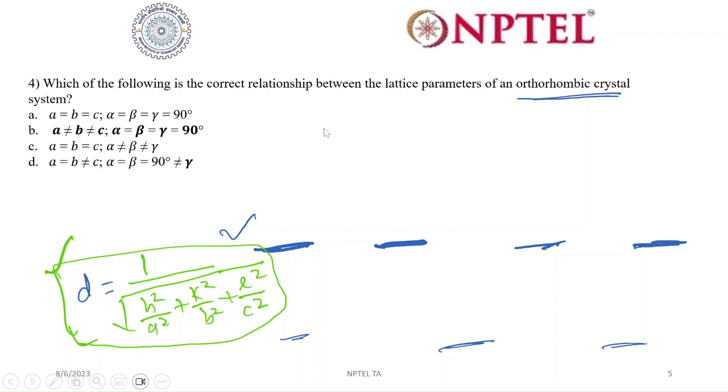Answer as discussed in class. FCC has more symmetry than the body-centered tetragonal, and the system has more symmetry than this, so this is the ideal choice of the system. First is symmetry, second is system.